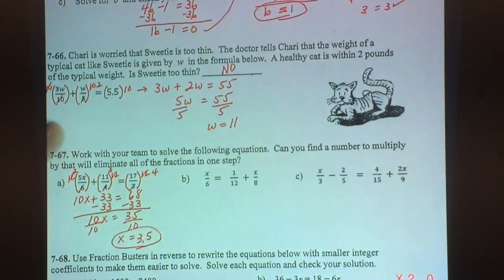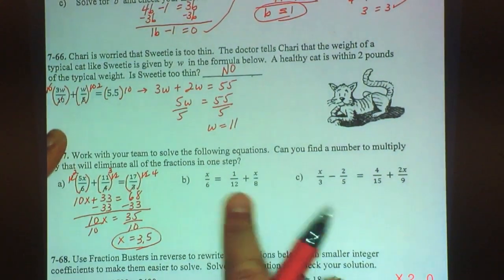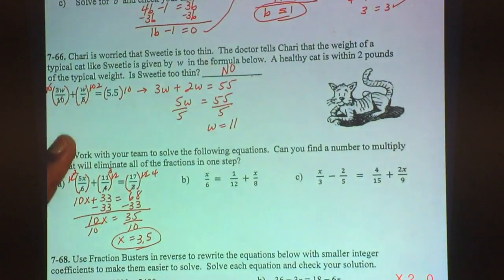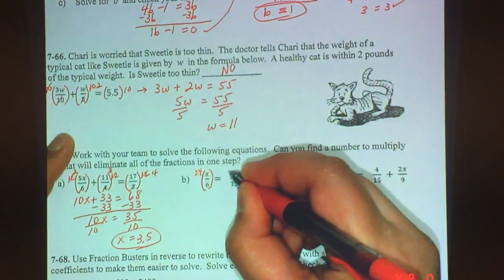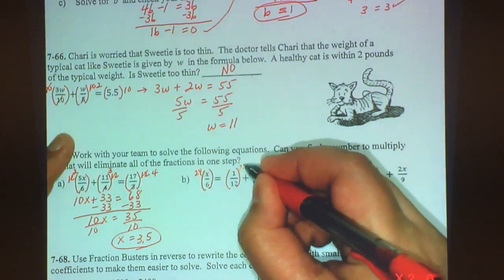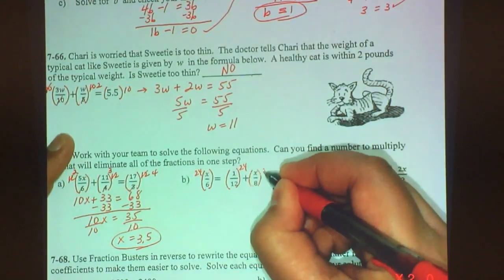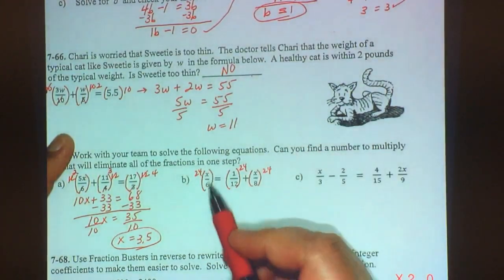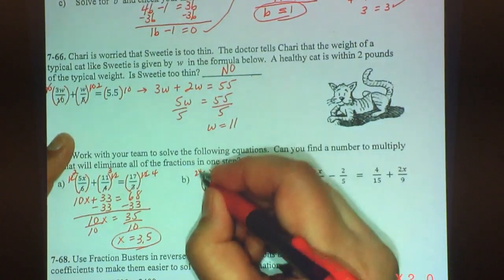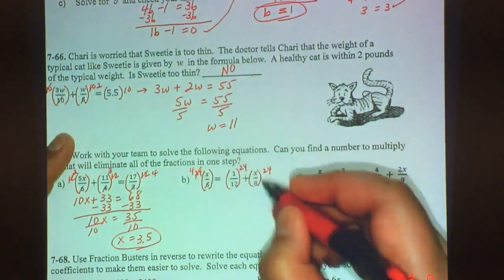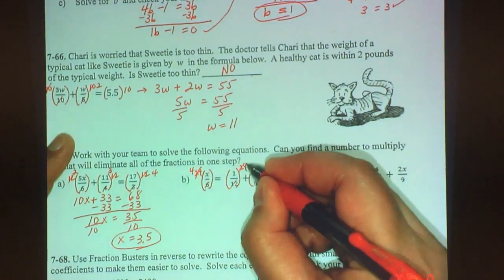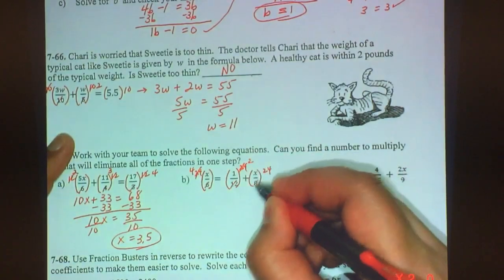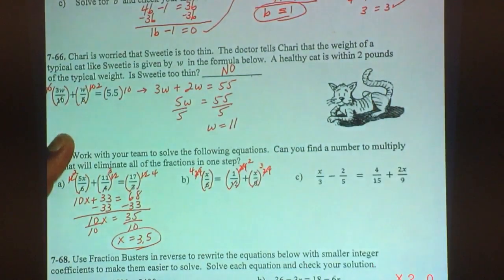Okay. Common denominator of 6, 12, and 8. Ooh, 6, 12, and 8. 24. Good job. 24 divided by 6 is 4. Cross these out, make it a 4. 24 divided by 12 is 2. Cross those out, make it a 2. 24 divided by 8 is 3. Make that a 3. That's a 3, by the way.